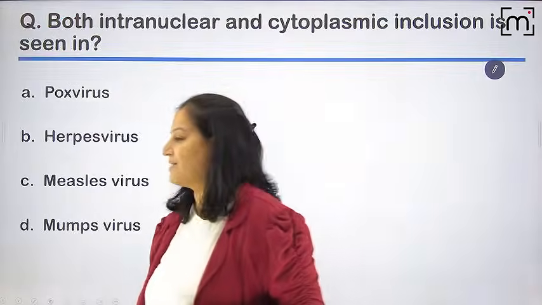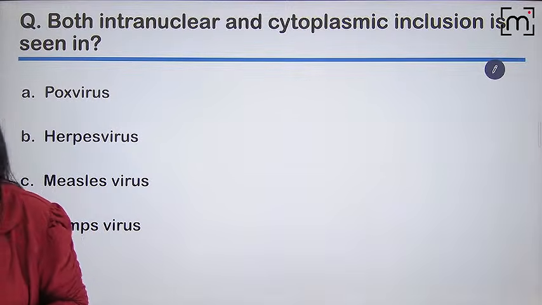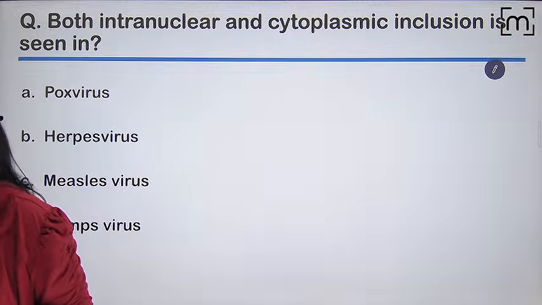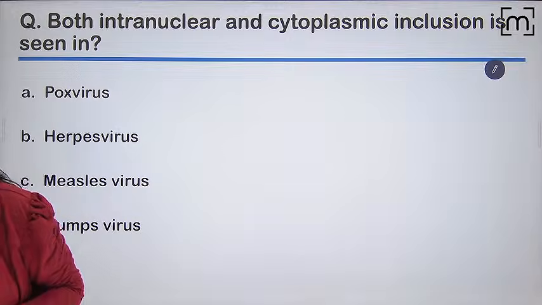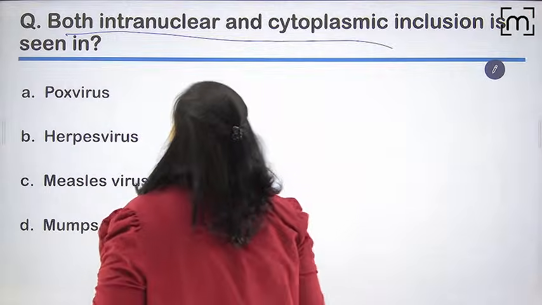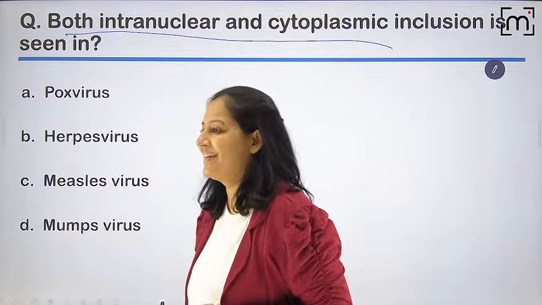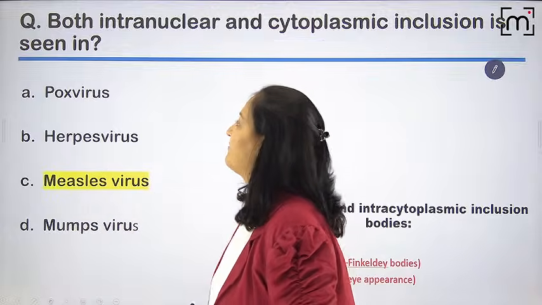Chalo, read the question, tell me the answer. Be fast. Let me see who is the first. Let me see who was attentive. Can I read the question for you? Both intranuclear and intracytoplasmic inclusion bodies are seen in... Just now I taught you. Yes, you all are right. The correct answer is measles and CMV. In measles it is Warthin-Finkeldey.